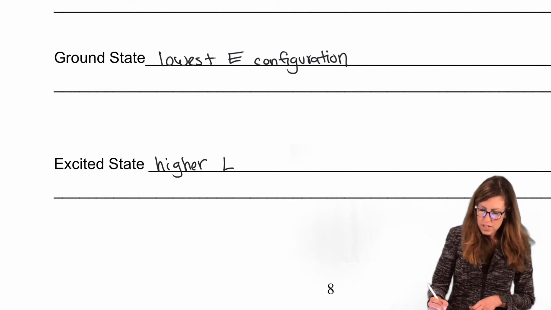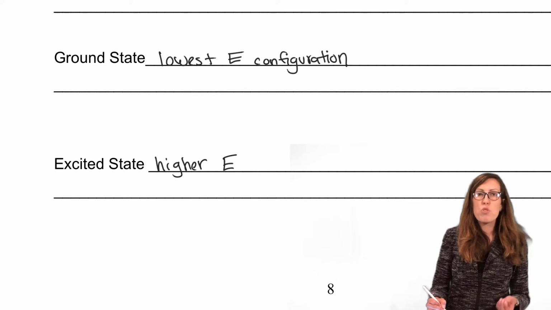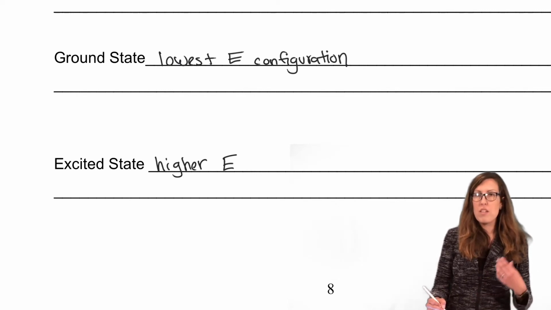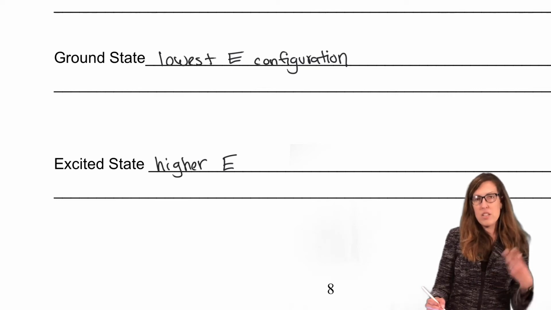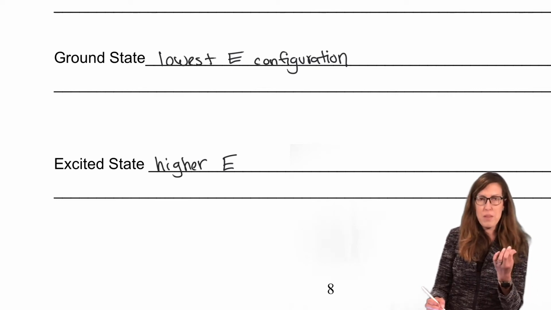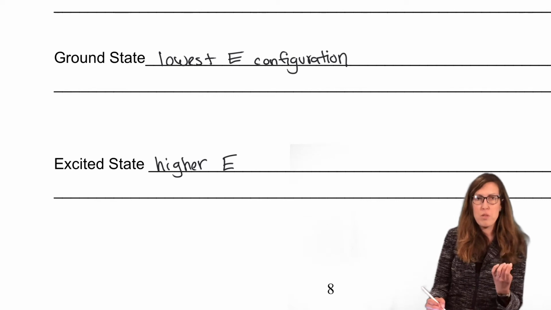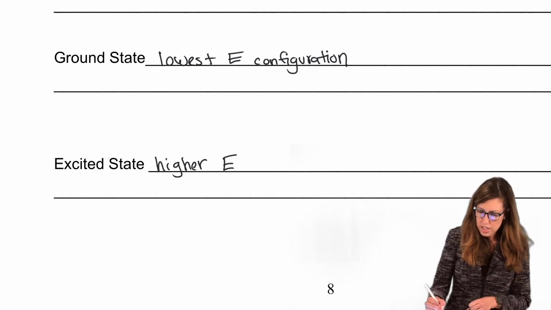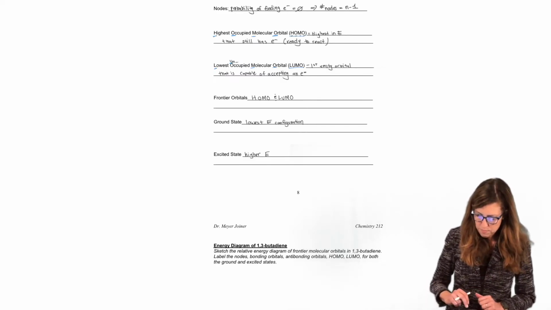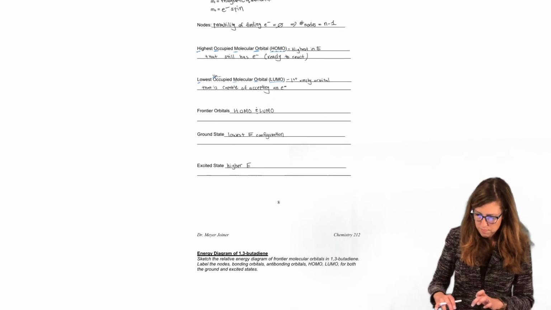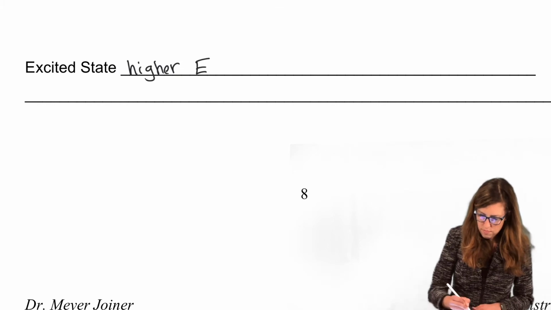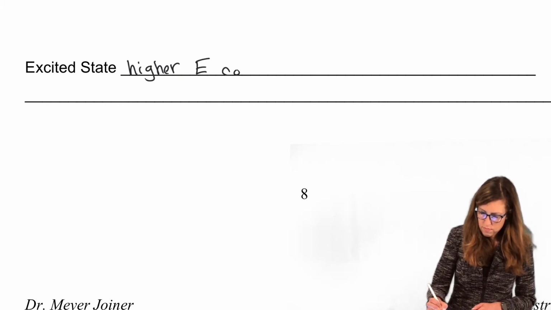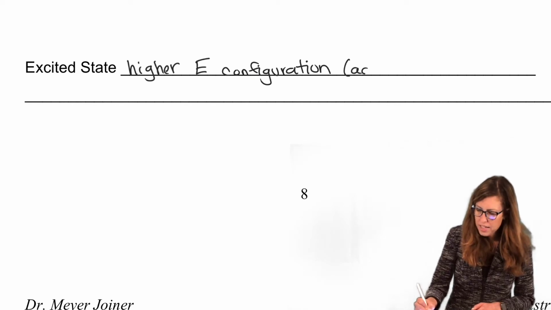How do you do that? You have to go up in energy level, so it had to absorb energy. It could be energy from light, heat, different sources. We call it the thermodynamic pathway, heat driven, or the photochemical pathway, light driven. So higher energy configuration. In other words, you added energy.